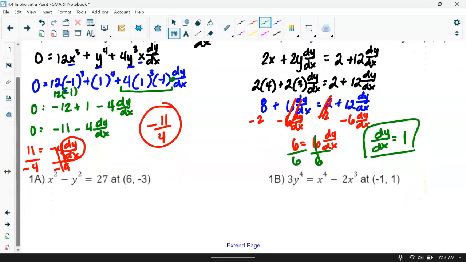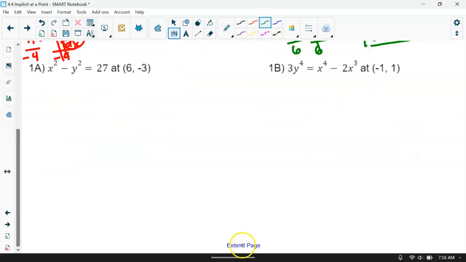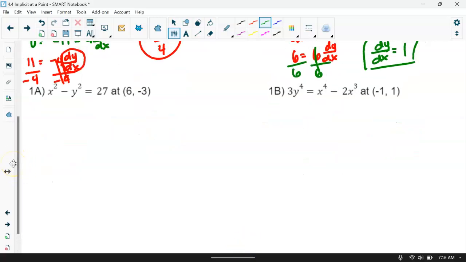So go ahead and pause the video now and try the 2 u-tries on your own, right? So take the derivative, and then here you can substitute x and y to solve for dy/dx, your slope of your tangent line.